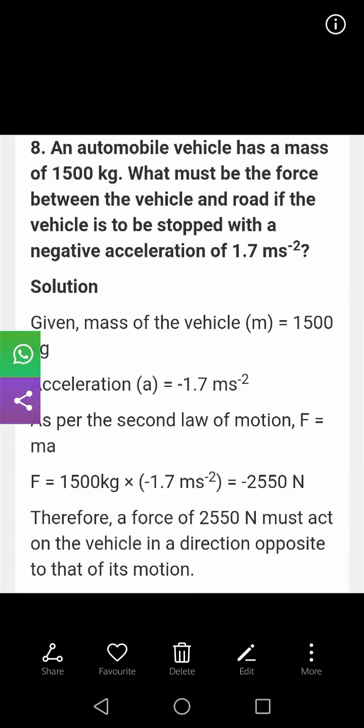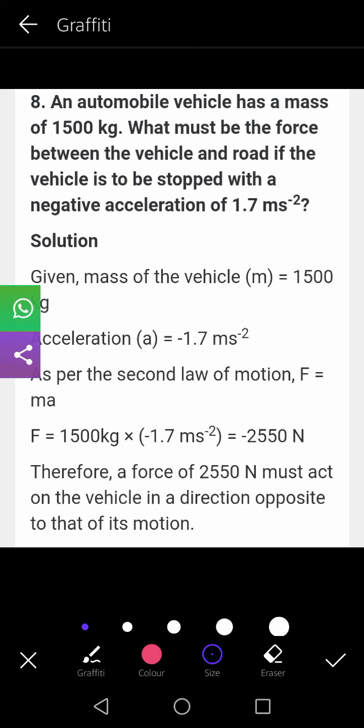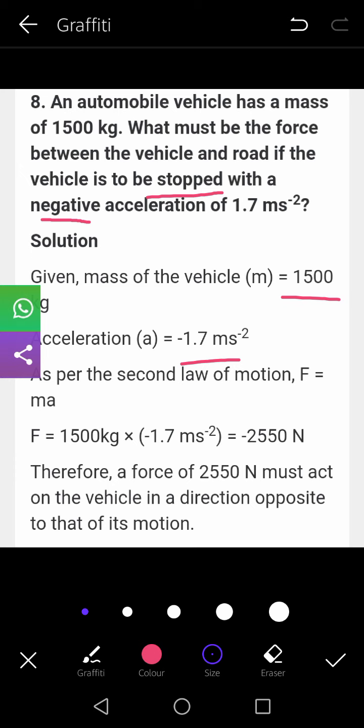Then number 8, it is given that an automobile vehicle has a mass of 1500 kg. What must be the force between the vehicle and the road if the vehicle is to be stopped with a negative acceleration of this much? So first of all we have to write the things which are given. Mass is given as 1500 kg, and acceleration is given, it's a negative acceleration. Why is it negative? Because it is stopping the car. The value of negative acceleration is given as minus 1.7 meter per second square.